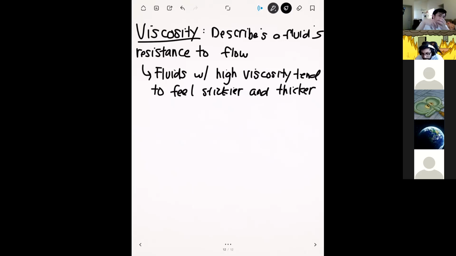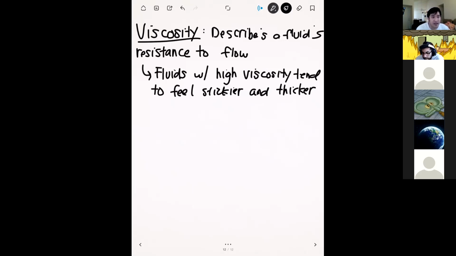That's because honey is so viscous that it's resisting the flow as it comes off your hand. Whereas if you stick your hand in air, air has extremely low viscosity. You don't feel anything because there's hardly any air resistance, and the air just falls off your hand. So the question is, why do these fluids feel stickier?